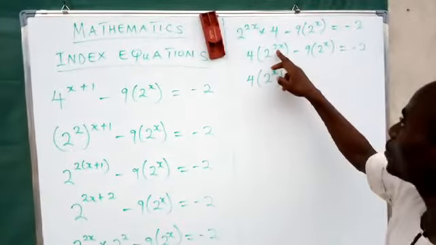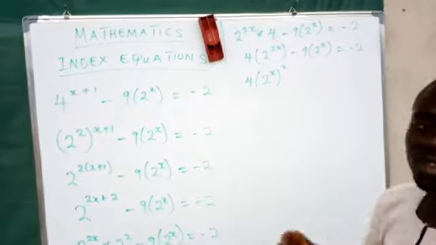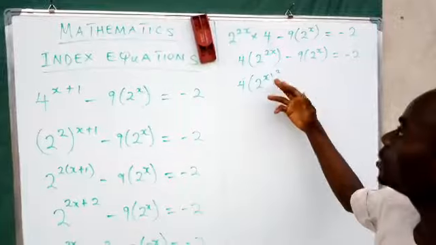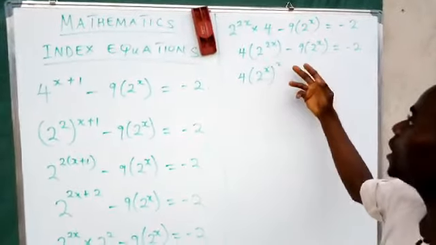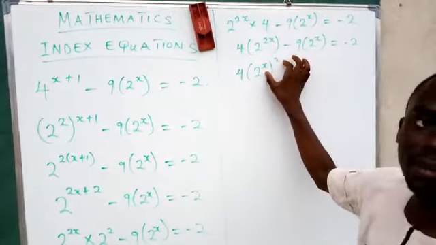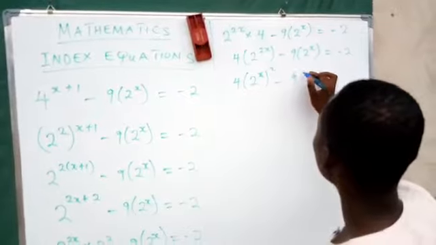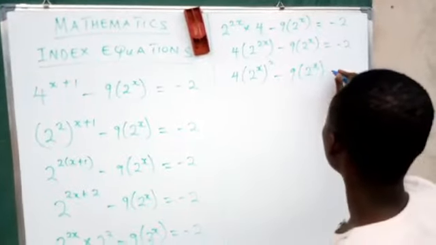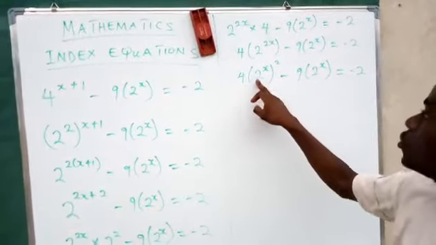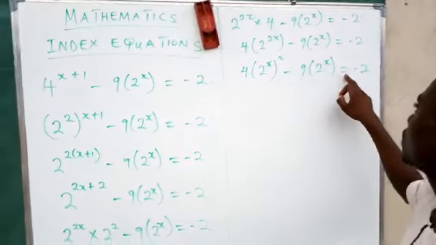So we write 2 to the power of 2x as 2 to the power of x all squared. There is no difference. From our laws of indices, we know that raising a power to another power is the same thing as multiplying the two powers. So similarly, we can split up the product into two different powers as we have it on the board. So minus 9 into 2 to the power of x, which is equal to minus 2. Good. So we have 4 into 2 to the power of x all squared minus 9 into 2 to the power of x equals minus 2.